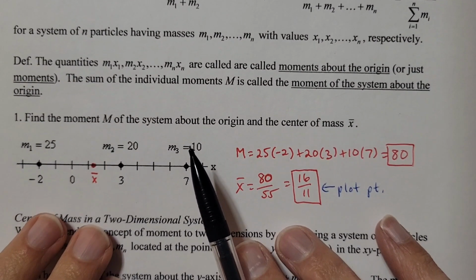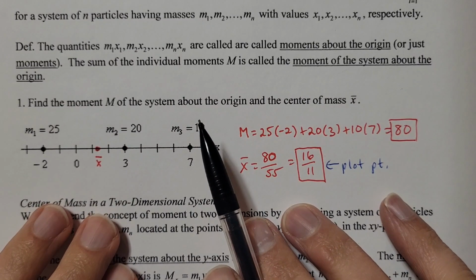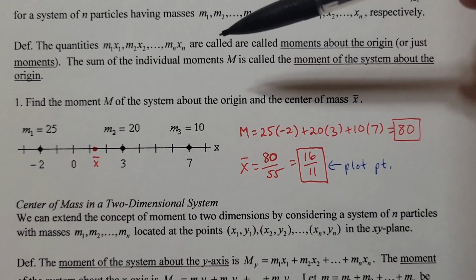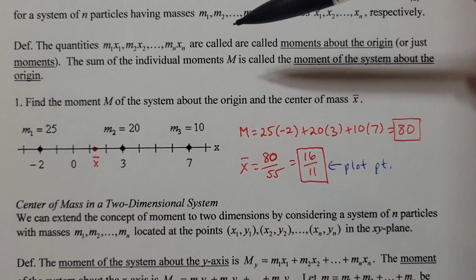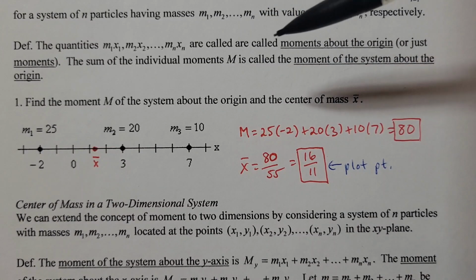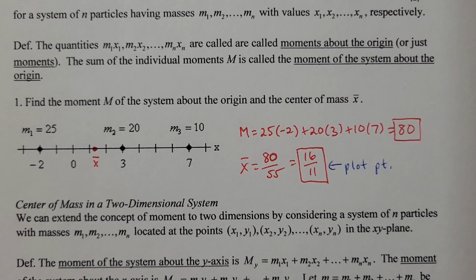Okay, here's a definition next. The quantities m1 x1, m2 x2, m3 x3, etc., all the way up to m sub n times x sub n, are called moments about the origin, or just called moments. The sum of the individual moments, capital M, is called the moment of the system about the origin. Okay? So that's terminology that you'll find in the book.